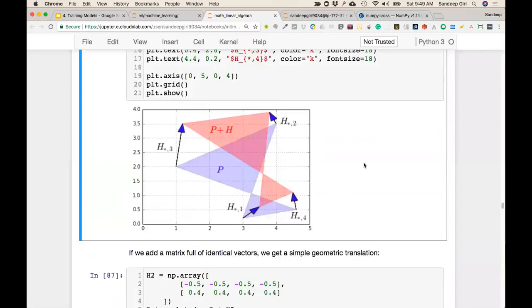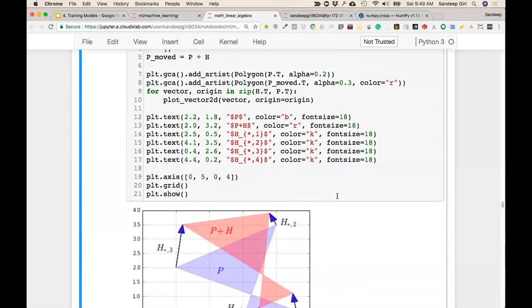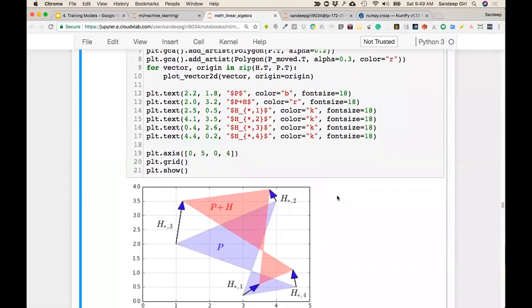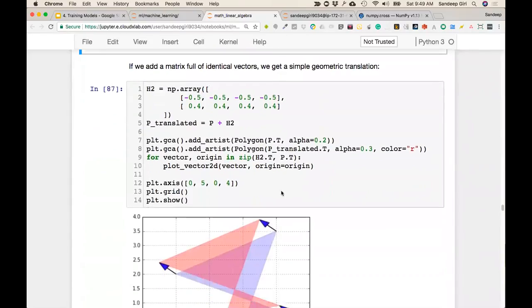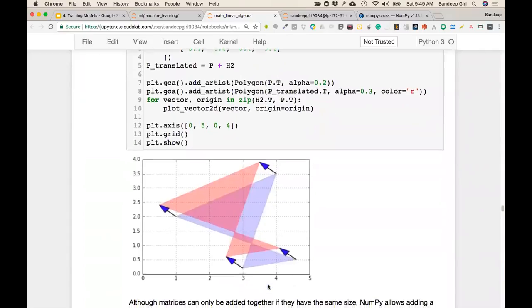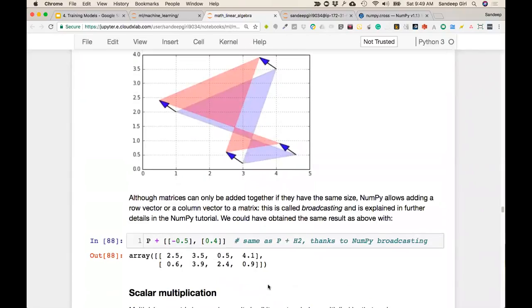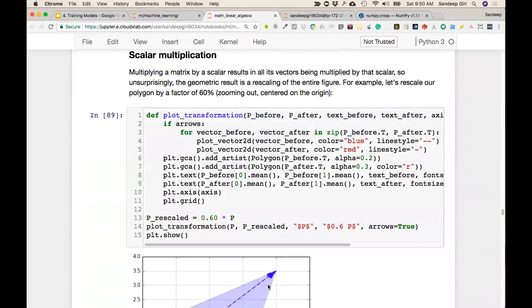What is add art doing? Basically, it's adding the polygon to the picture. All right, so this is what is happening. So this is the significance of the addition. You can see that we have added the same vector and it just moved the figure from one point to another.